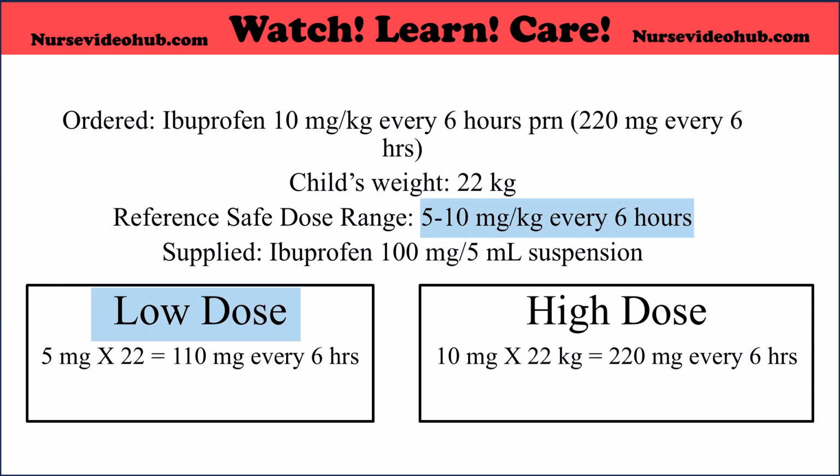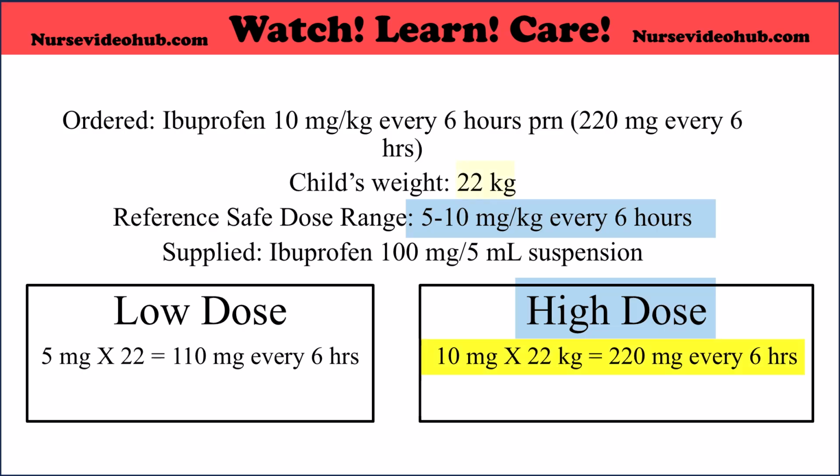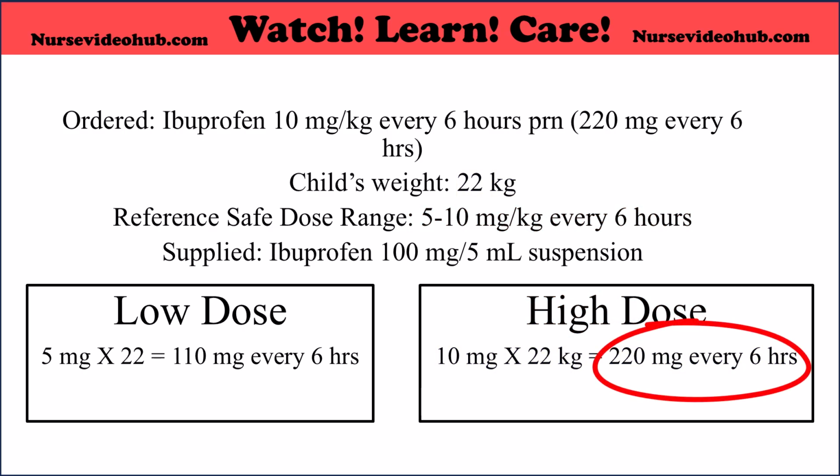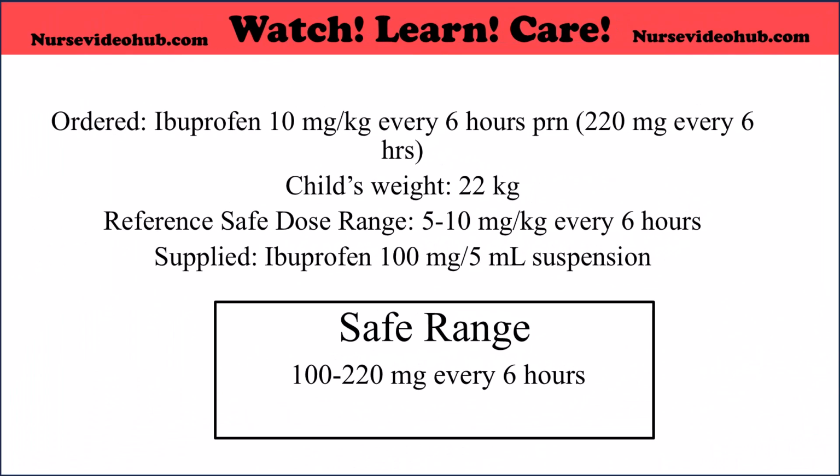The low dose range is 5 milligrams times 22 kilograms. The low dose is 110 milligrams every 6 hours. The patient's dose is 220 milligrams, which is above the low dose, so that is good. Now you need to ensure it is at or below the high dose. The high dose is 10 milligrams times 22. The high dose is 220 milligrams every 6 hours. This number is the same as the 220 milligrams ordered. This dose is safe, falling between the low and high dose range. The 220 milligram dose is within this safe range.